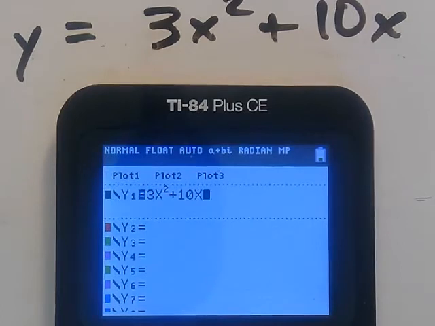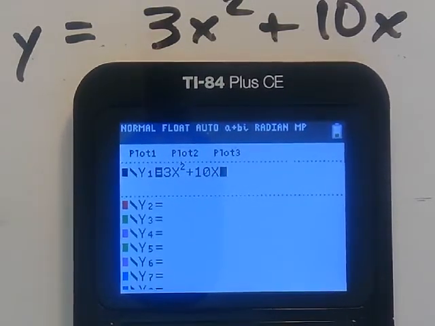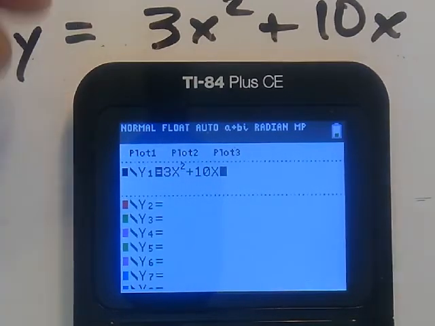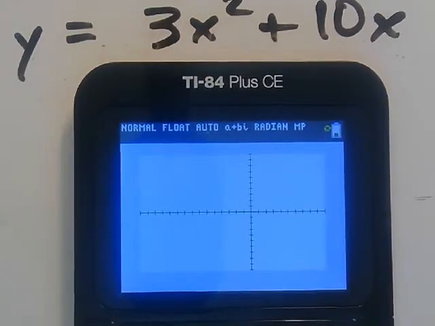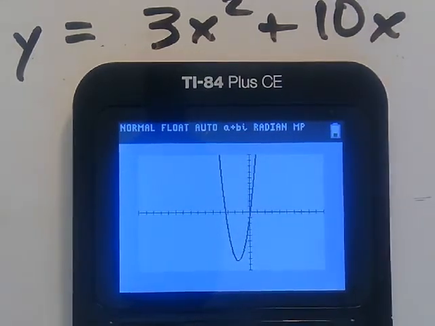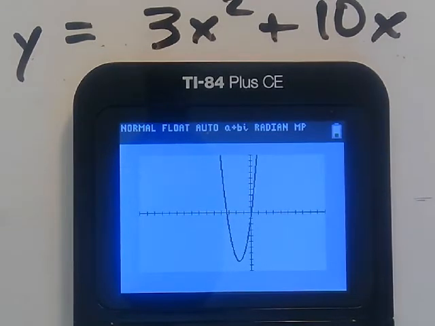Okay, there it is. Now, if we go ahead and graph this, we're going to hit graph. We'll see a graph, and it should be similar to the one we had before. So let's go ahead and graph it. Yeah, that looks about right. It did go through 0, 0 there, as you can see. It was going through 0, 0.